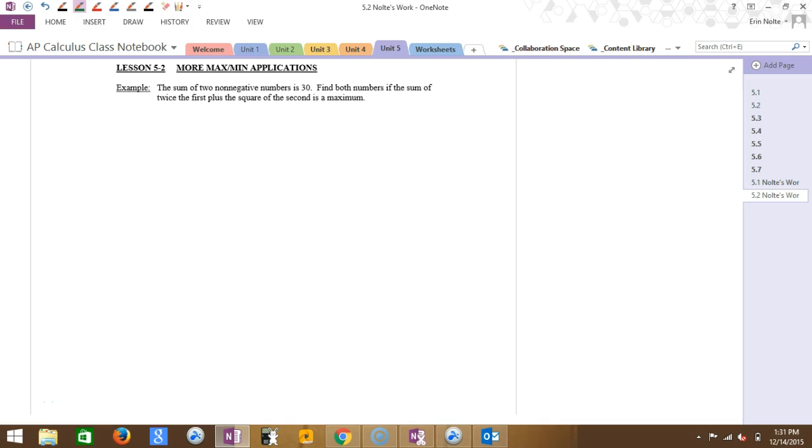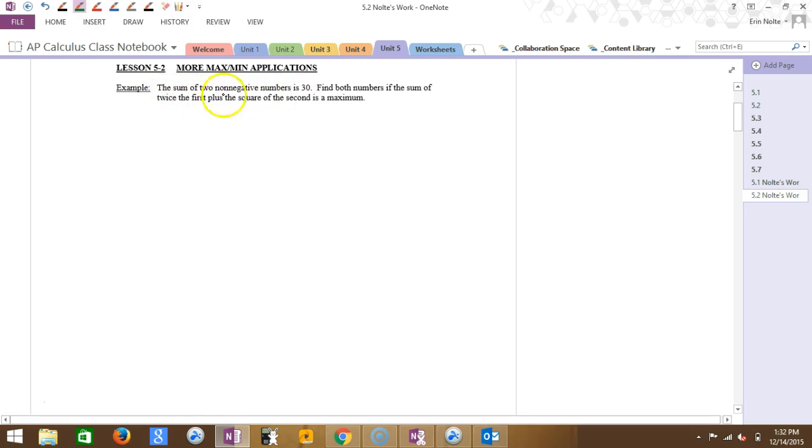Okay, so 5.2 is called More Max and Min Applications off of section 5.1. So this is just going to be slightly more complicated as far as finding max and mins. You can't just always do it algebraically. You'll actually need calculus in order to do this because they'll give you slightly more complicated things to deal with. Okay, so there's actually only one example for this entire section. So hopefully this will give us enough information for us to be successful here.